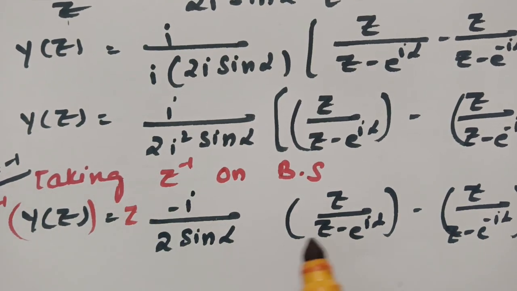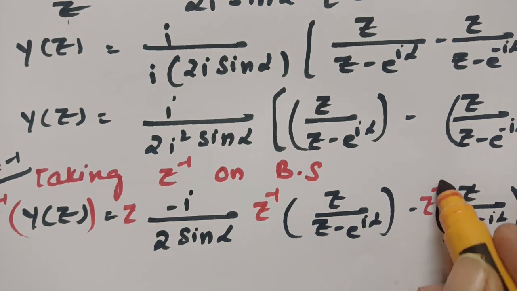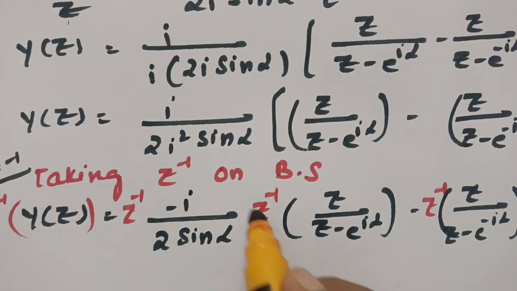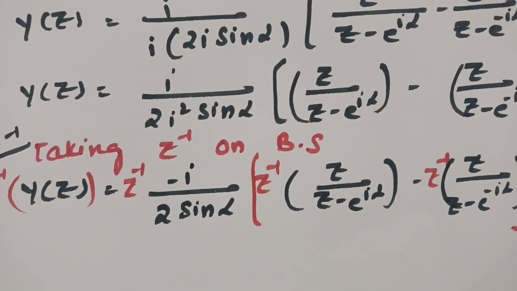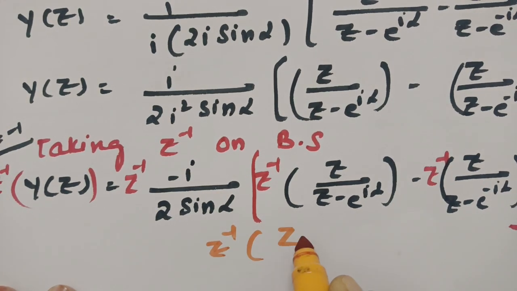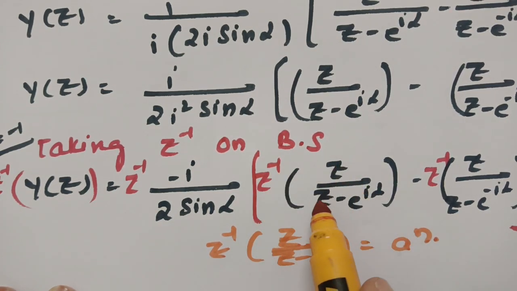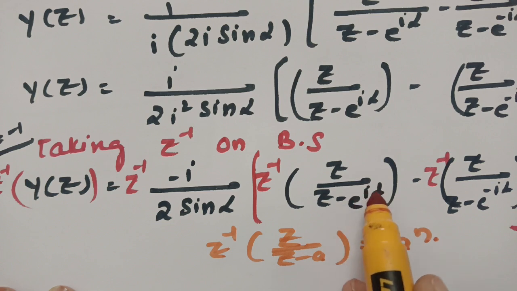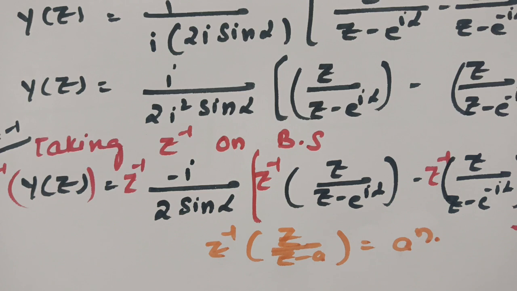This is z inverse and this is also z inverse. So if I apply z inverse on both sides, and since we have from the special functions that z inverse of z by z minus a is equal to a power n. So z inverse of z by z minus a, in place of a we have e power i alpha, and in place of a we have e power minus i alpha. So I am writing this one.